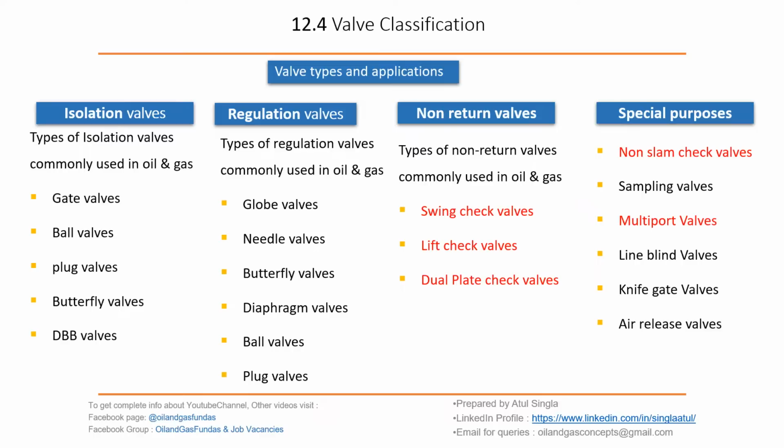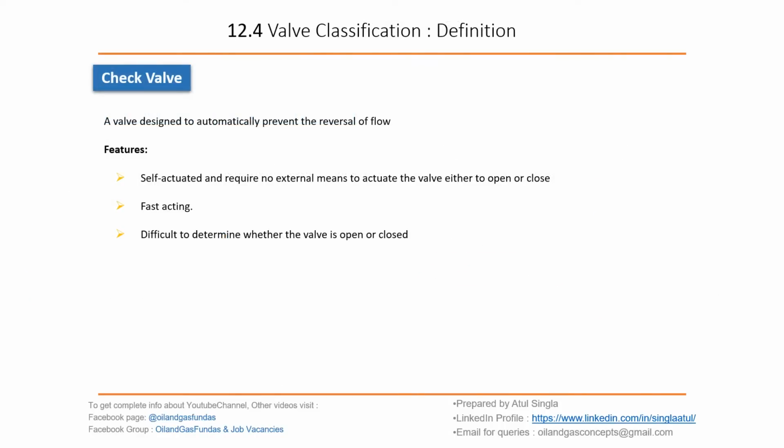So let us start with non-return valves, which we generally call check valves. A check valve is designed to automatically prevent the reversal of flow. When we want to allow the flow in a single particular direction, only then are these valves useful. These are self-actuated and require no external means to actuate the valve. There is no handle, no stem, no body for stem holding. So these are very simple to construct.